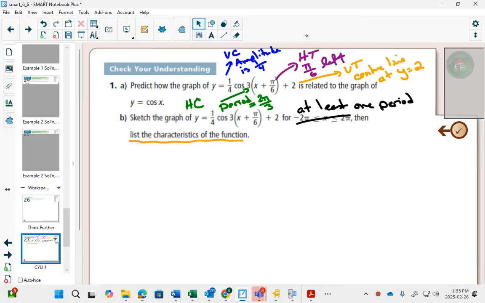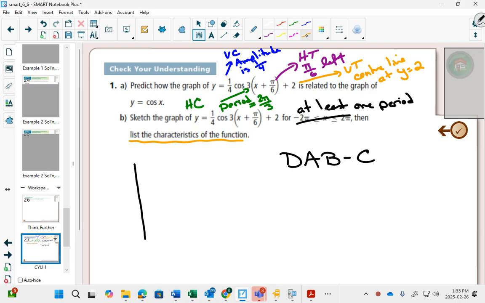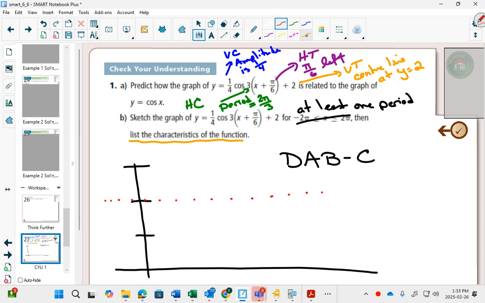But now if you went to use that DAB-C to graph this, we know that our center line is at y equals 2. Check. Amplitude is 1/4. Oh my goodness, that's not very big. It means our maximum is at 2.25 and our minimum at 1.75. All we use our A value for is to label our maximum and our minimum.